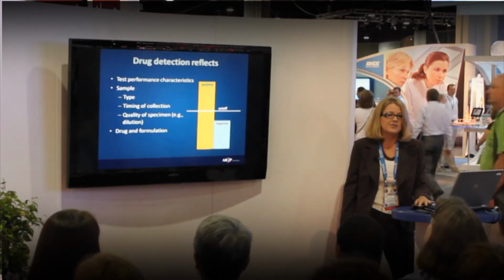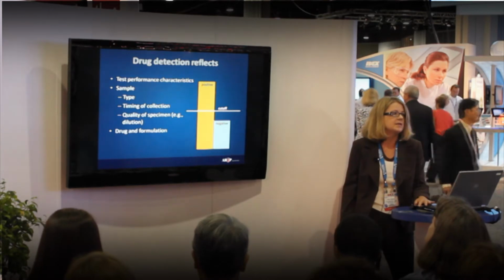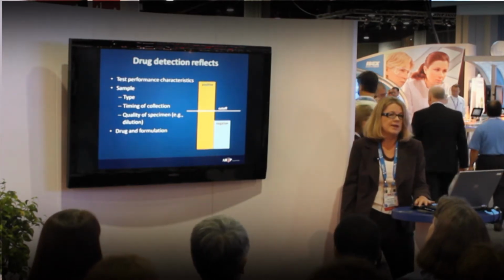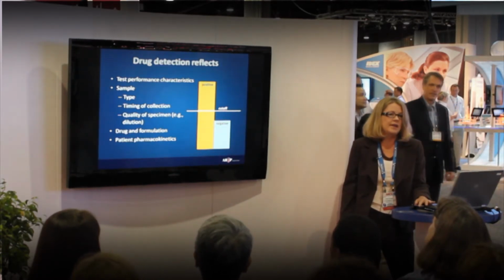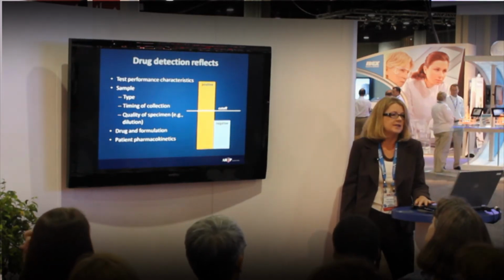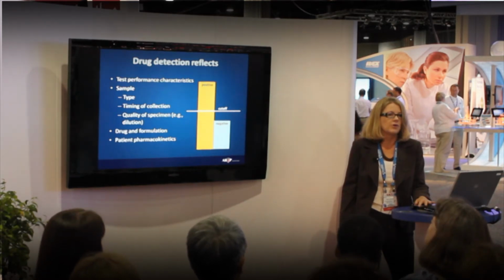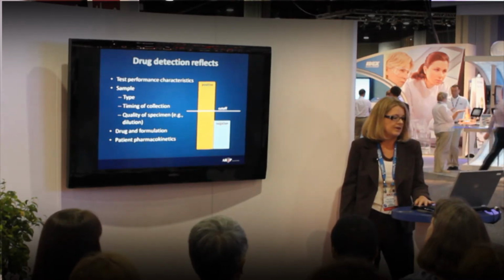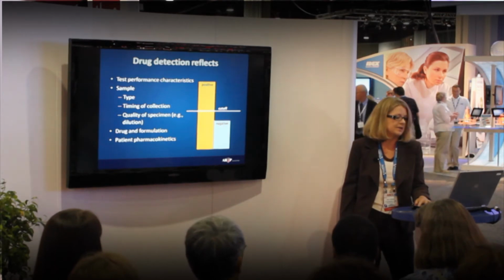Drugs themselves and various formulations have different bioavailabilities, different delivery rates, and so the drug and formulation itself may explain why a result is positive or negative. And then patients, of course, are all unique. Everyone has unique pharmacogenetics based on genetics, clinical status, drug-drug interactions or herb-drug interactions. And so this is also an important thing to consider when evaluating a result that was maybe unexpectedly negative or unexpectedly positive.